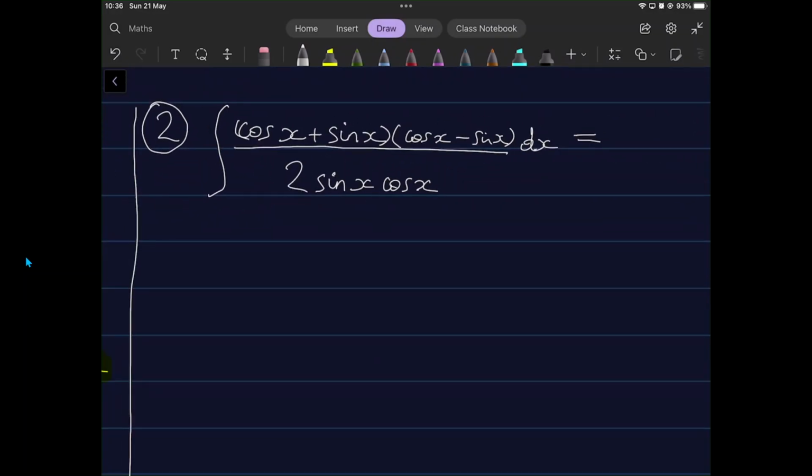Alright, next we have this awkward looking integral. The numerator is, well, it's clearly a difference of two squares. The numerator can be rewritten like this.